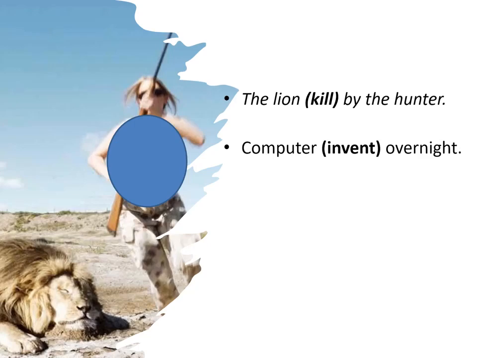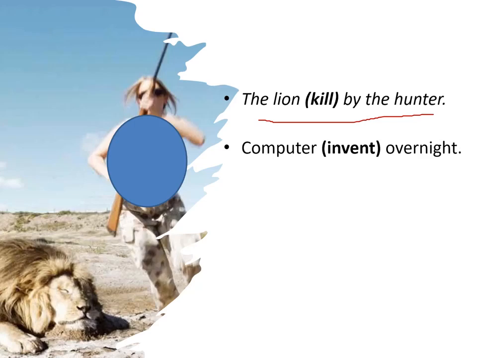Okay. Now look at this one. There is a tiger. Maybe it is a dad, and it is killed by someone. This girl, and there's a gun in her hand. And then you might face these types of sentences in your exam. For example, the lion killed by the hunter.